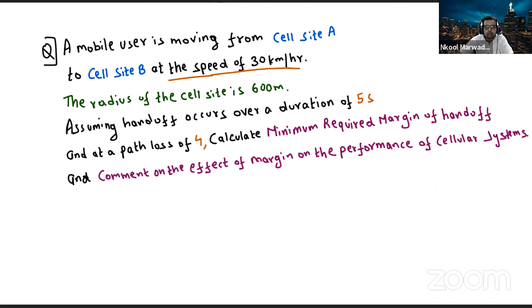Assume d naught is equal to 1 and P naught is 0 dB. So d naught is the reference distance from the reference point, and P naught is the power received at that reference point. It is 0 dB.